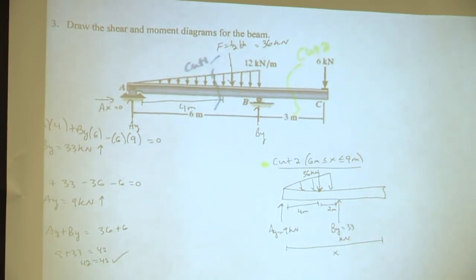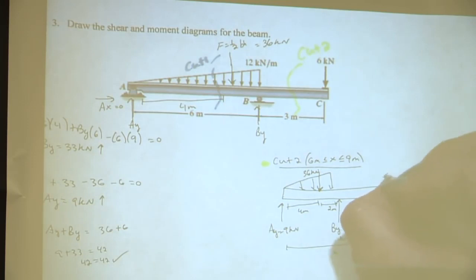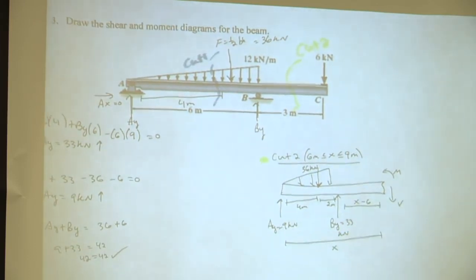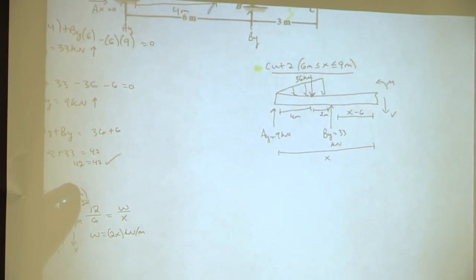Okay, so what else do we need to include? So we have V, positive going down, moment, counterclockwise. Anything else we need to include? Do we need this distance right here? Yes. So X minus 6. Awesome, so X minus 6. Okay. Now, are we done labeling it? Yes. Okay, so which equation do you want to solve for first?